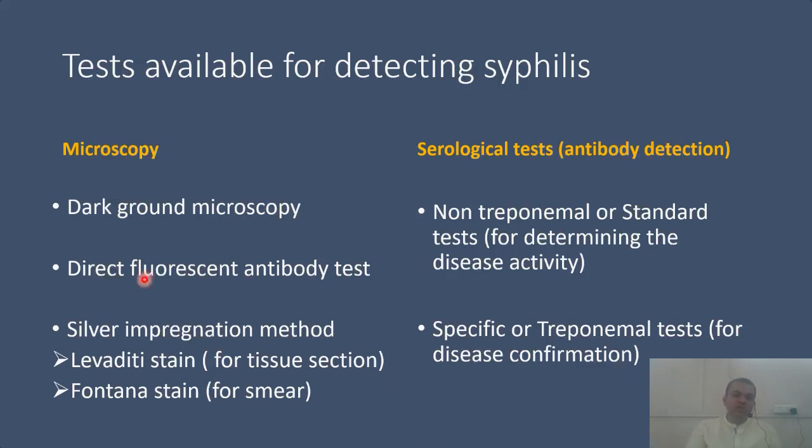So what are the methods? The direct microscopy, direct fluorescent antibody testing, and the silver impregnation method. We'll see what the silver impregnation method is. Then the serological ones. Serological means we can identify the antibodies formed against the treponemal antigen. There are two types of serological tests. First is the standard test for syphilis.